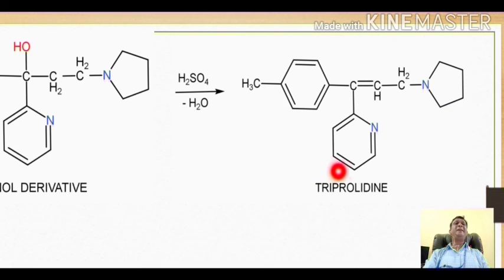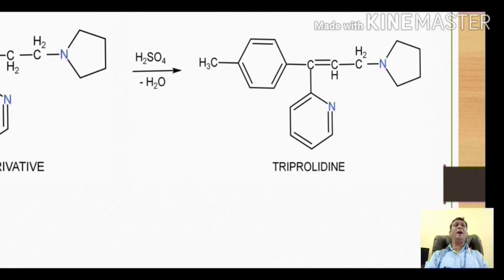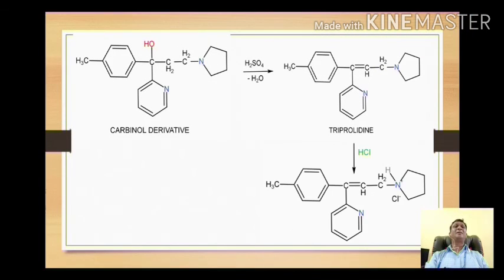Now dear students, if you look at the structure carefully, you will find that here is the presence of about 19 carbons. So due to presence of 19 carbons, this compound is non-polar in nature. That means it is not water soluble. So to increase the water solubility, the triptolidine is converted into its hydrochloride salt form. So triptolidine is reacted with hydrochloric acid, that is HCl.